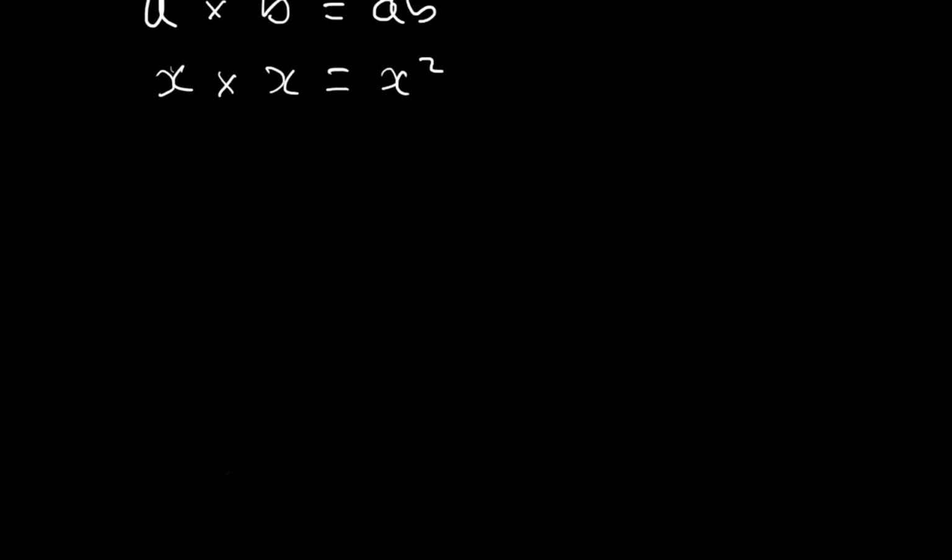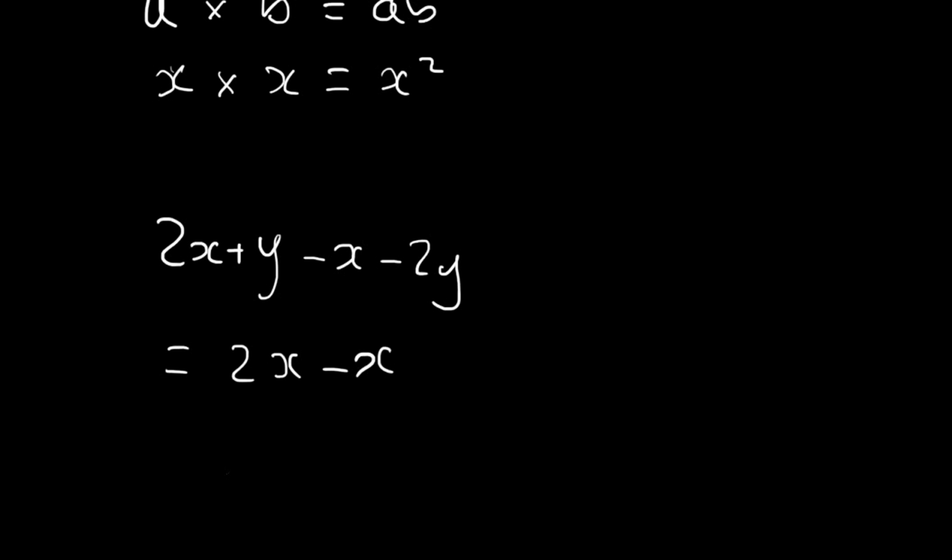So first, to start off, we have 2x plus y, take away x, take away 2y. Now what you can do in this expression is put all the similar variables together, so it's easier to work with. So that will be equal to 2x minus x plus y minus 2y. Now all the same variables are matched together, so we can work with these much simpler. So 2x take away x would give you x, and likewise y take away 2y would give you negative y.